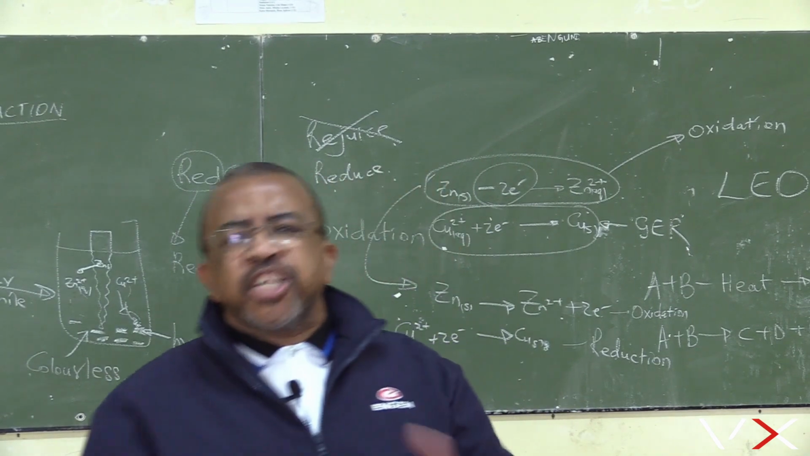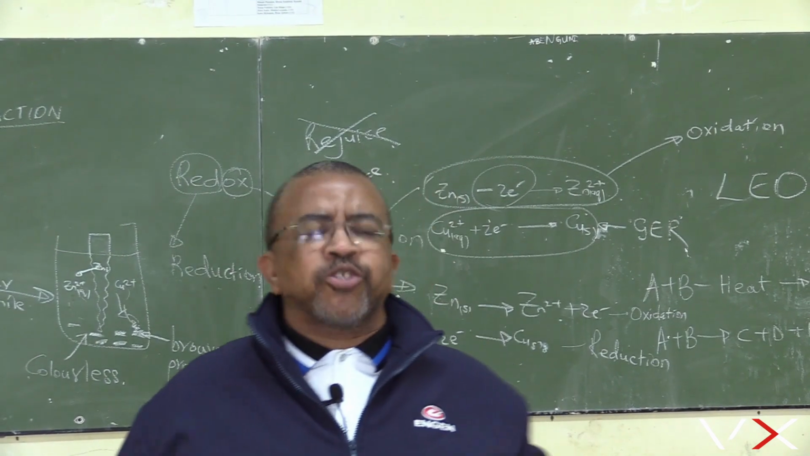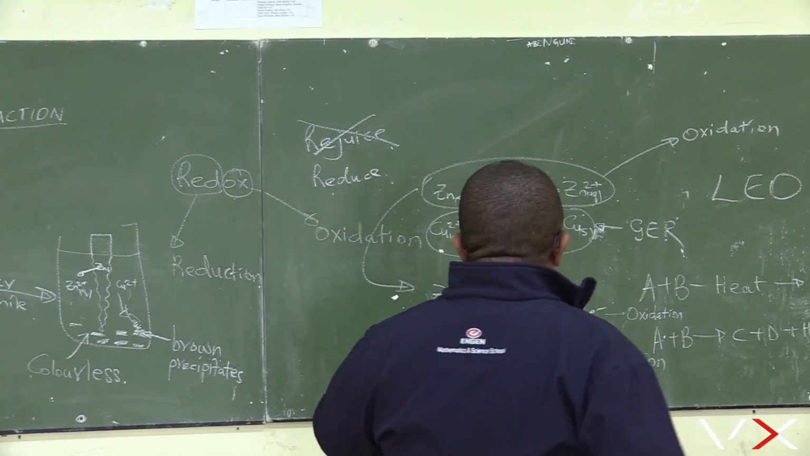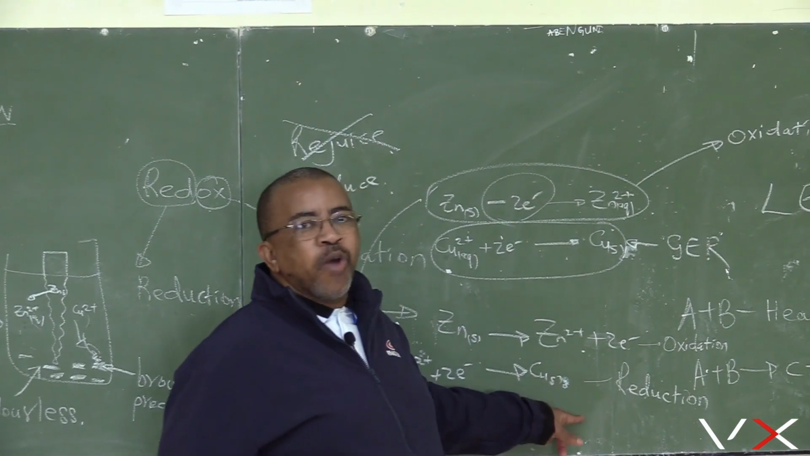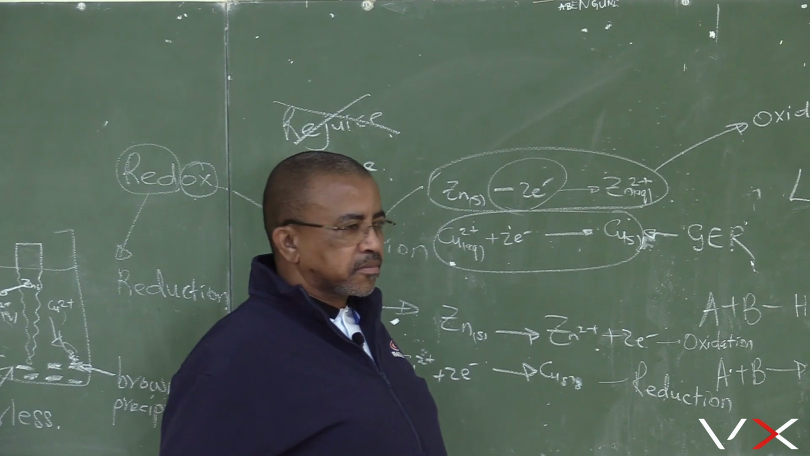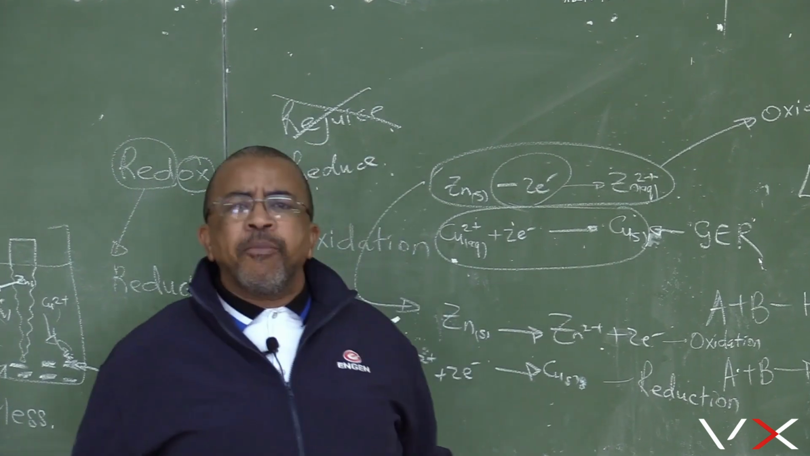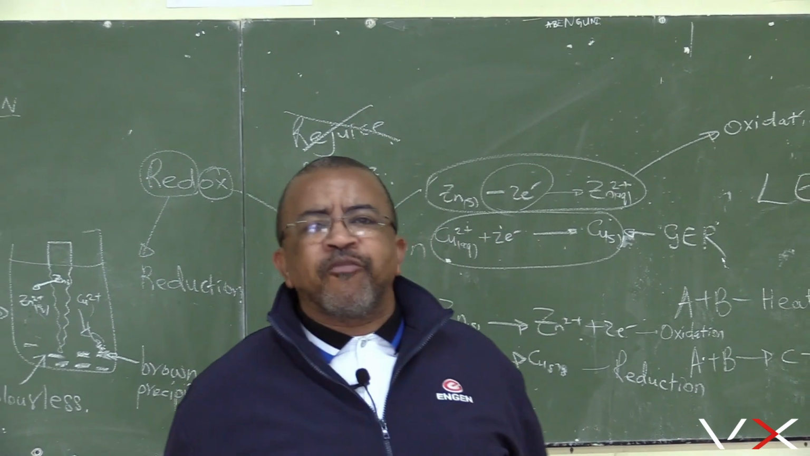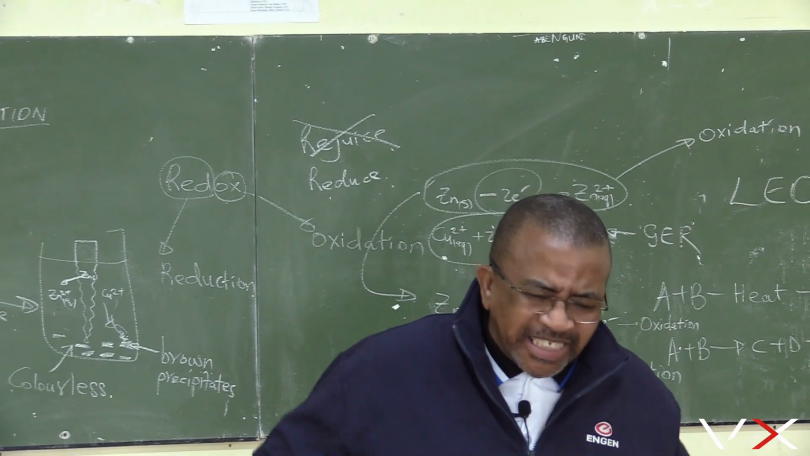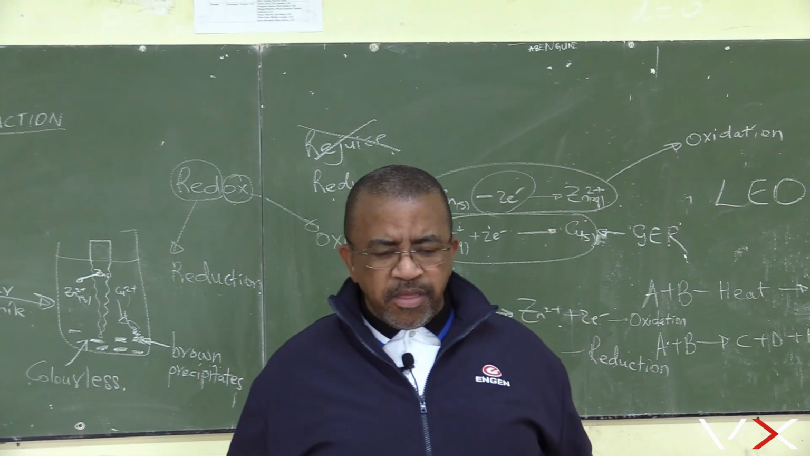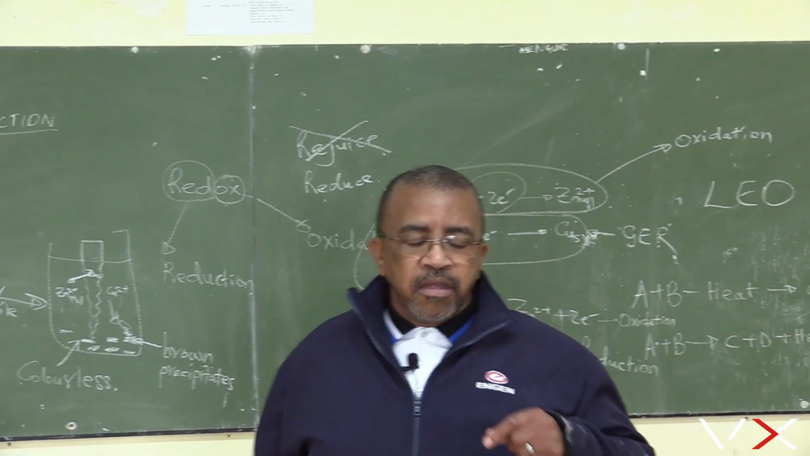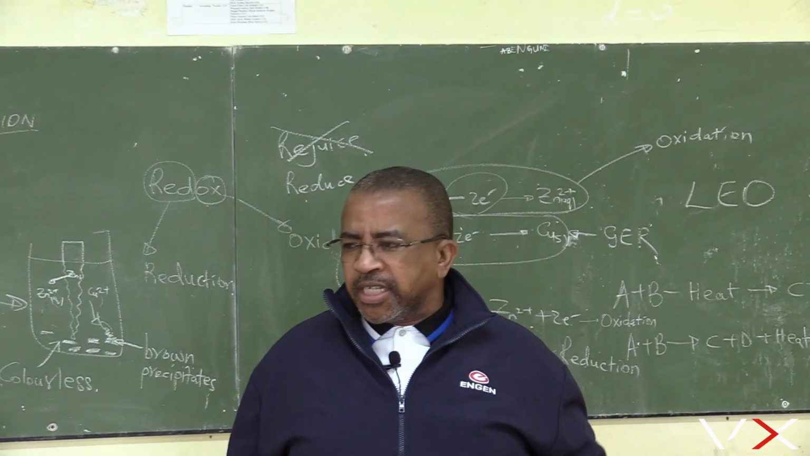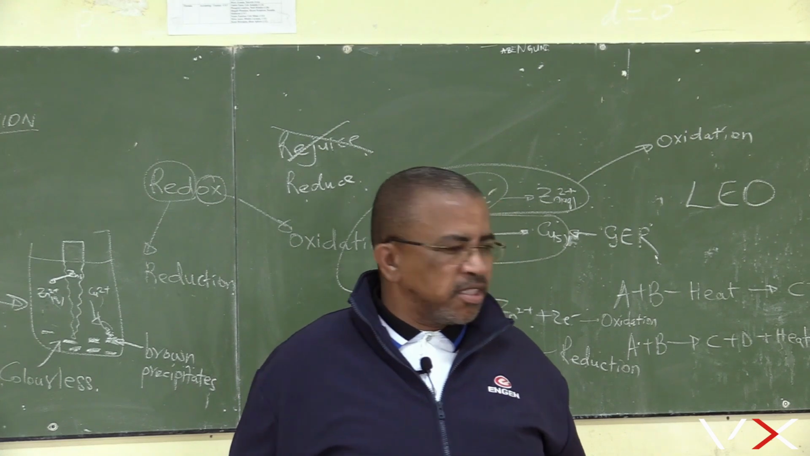That interaction between the two: as copper undergoes reduction, it causes zinc to undergo what? Oxidation. Meaning that copper plays the role of an oxidizing agent. An oxidizing agent undergoes reduction, whilst a reducing agent undergoes oxidation.